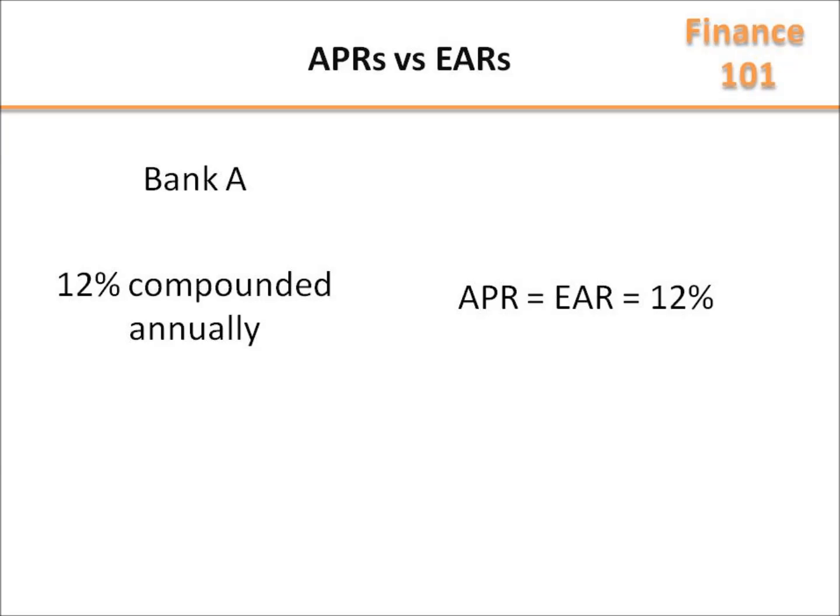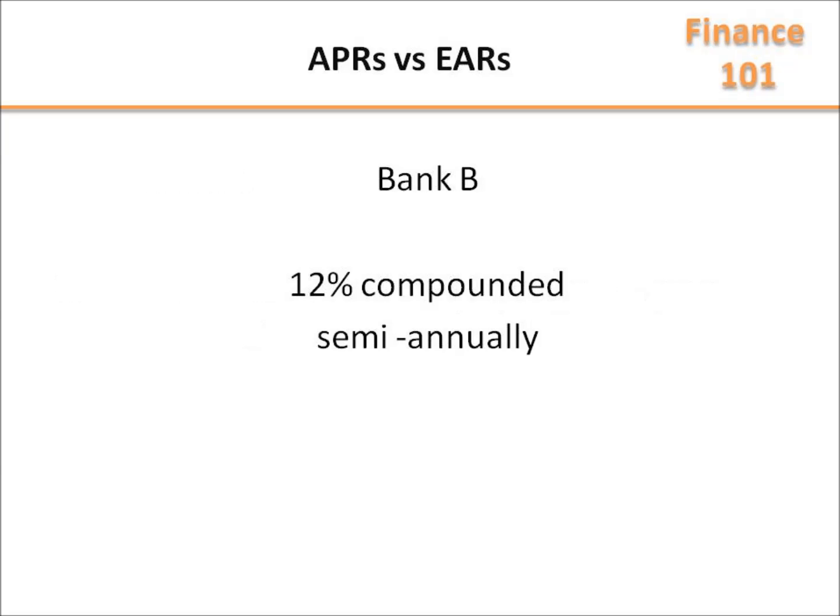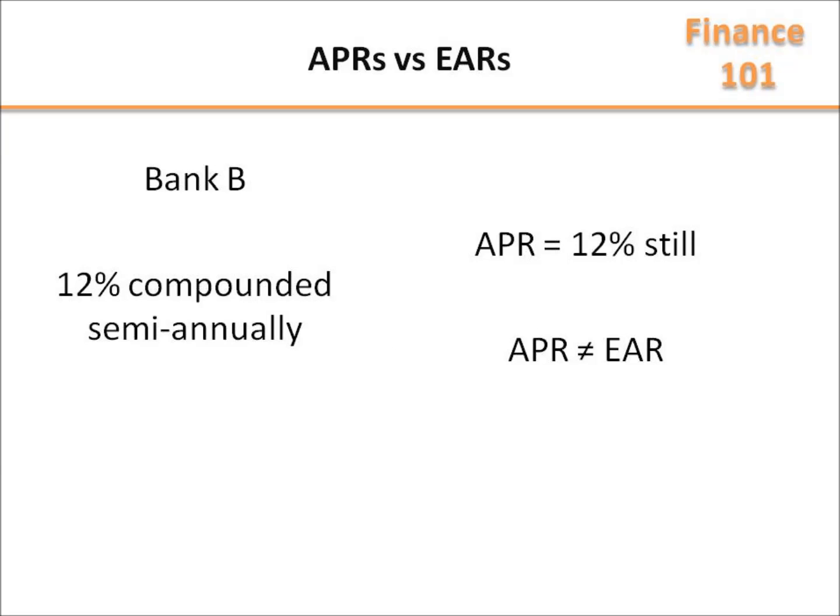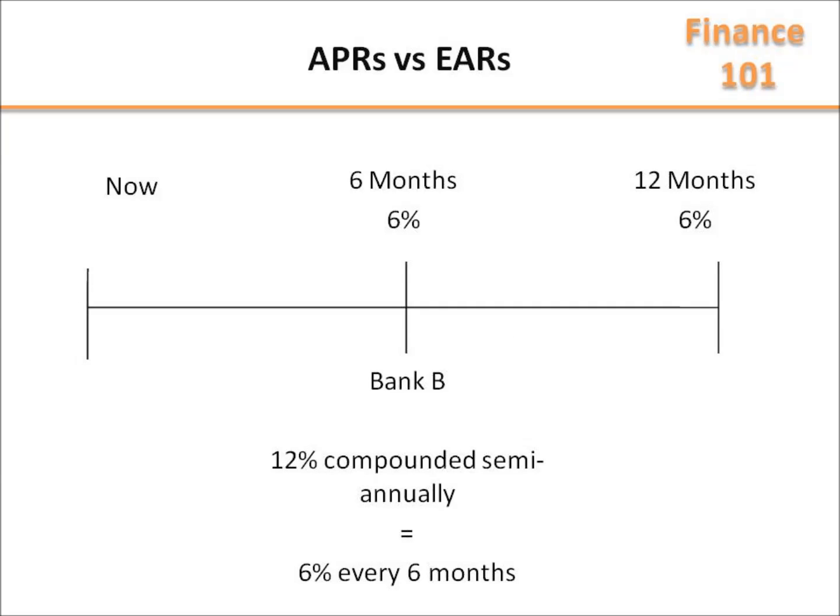However, if Bank B offers a 12% rate compounded semi-annually, 2 times a year, then the EAR will differ, but the APR will still stay the same at 12%. At a 12% rate compounded semi-annually, this means that it will cost us 12% divided by 2, or 6% every 6 months. We divide the rate by 2 because the rate is compounded twice, semi-annually. The loan will be compounded at 6% every 6 months.